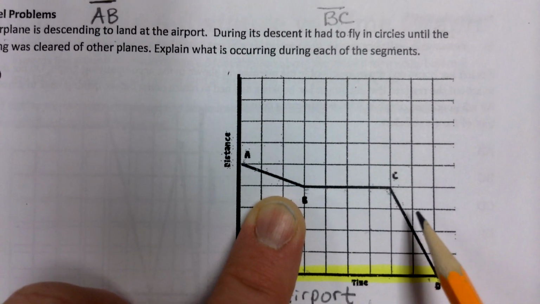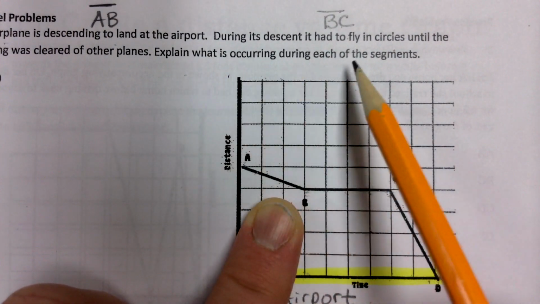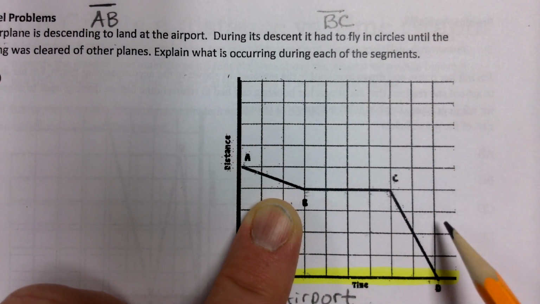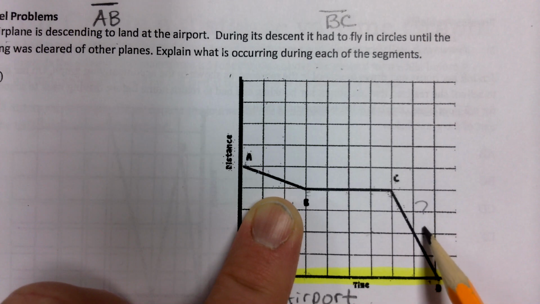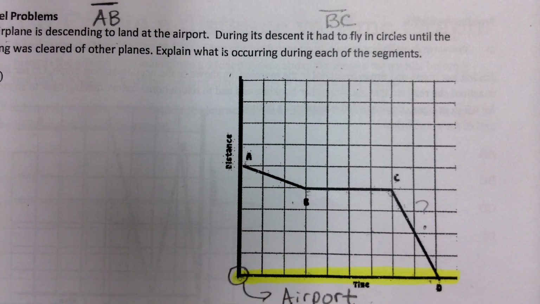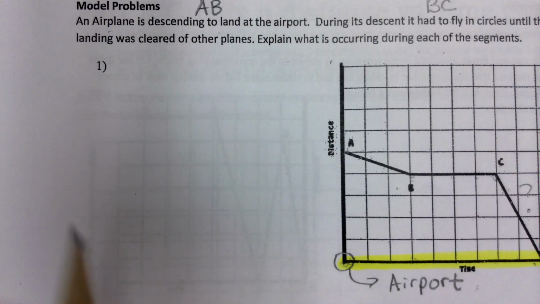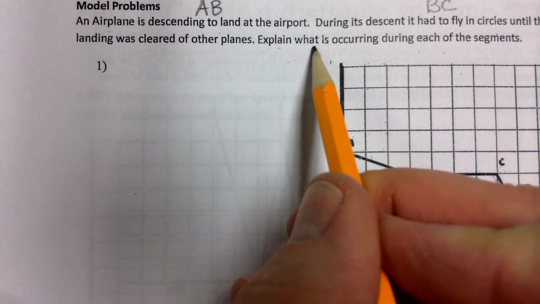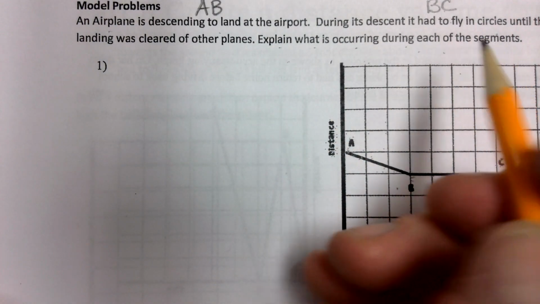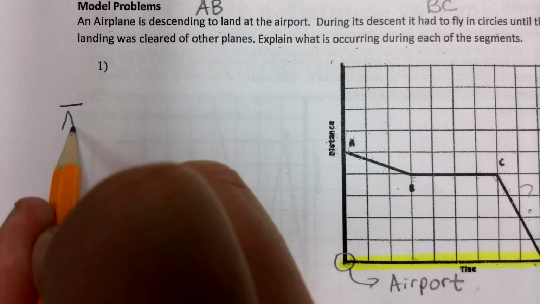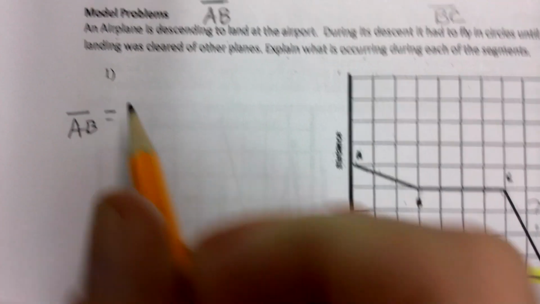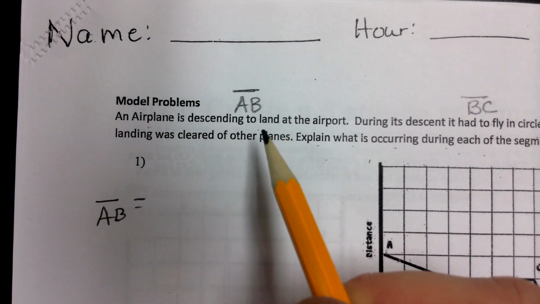And then it doesn't really tell us, because it says explain what is occurring during each of these segments. So it doesn't really tell us what's going on right here, and we have to figure that out in just a second. Okay, so here's how you write this. Over here to the side, because it says explain what is occurring during each of these segments. So during line AB, just go back up and give me a quick summary. What does it say? It says the airplane is trying to land at the airport.